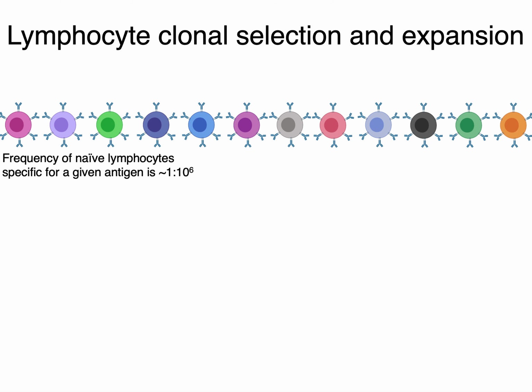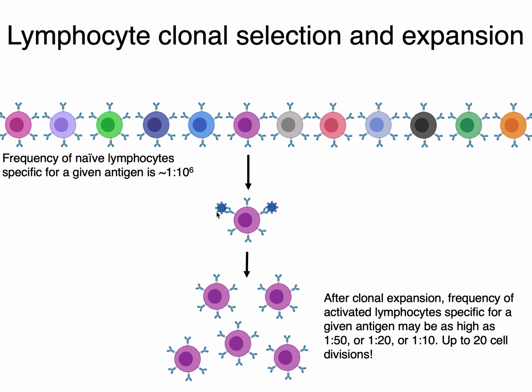So the job of the adaptive immune system is to select out those lymphocytes that are specific for the antigen associated with the pathogen with which you are infected, expand those lymphocytes, allow them to acquire effector functions, and mediate pathogen clearance. So, while 1 in a million of these lymphocytes are specific for a given antigen, if that B cell or T cell does get activated, it can undergo rapid proliferation. We call this clonal expansion.